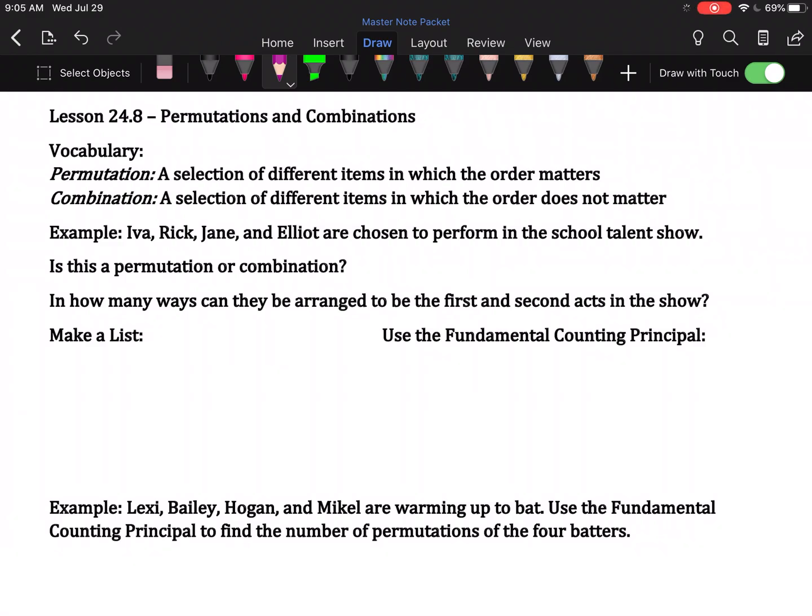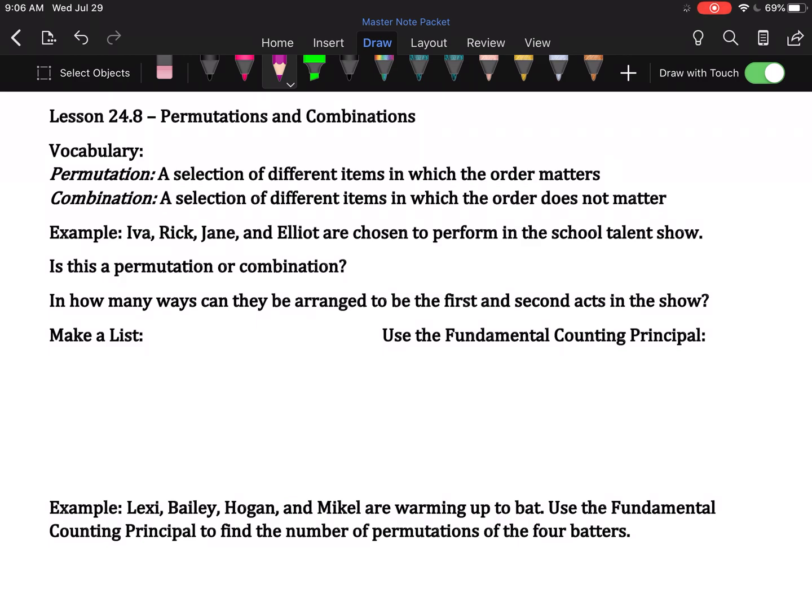And your last lesson of 6th grade, if we get this far, is permutations and combinations. A permutation is a selection of different items in which the order matters. A combination is a selection of items in which the order does not matter.